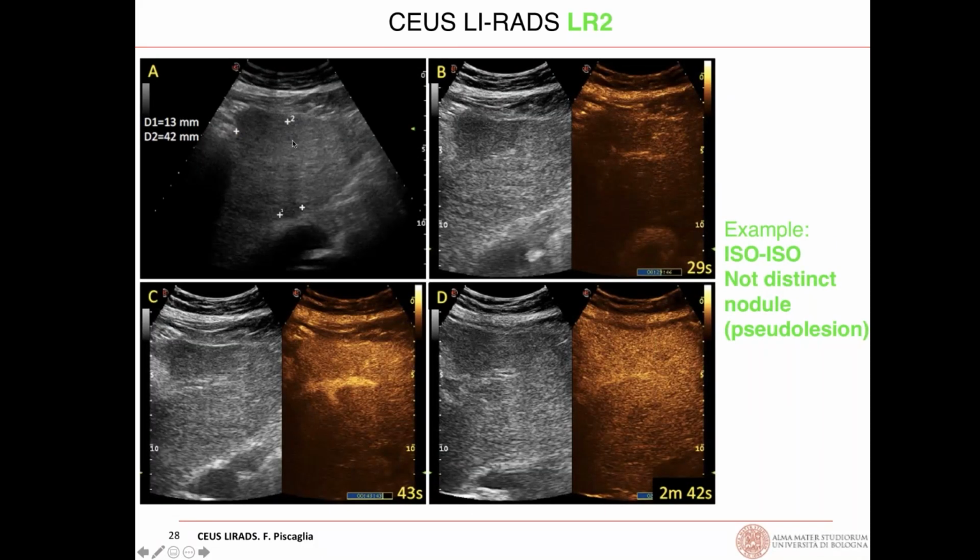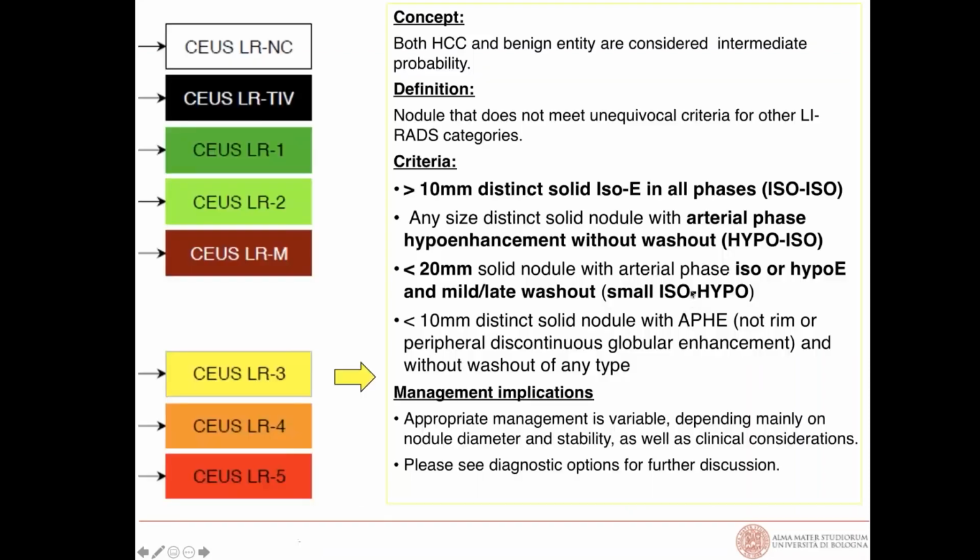This is probably a focal fatty sparing because it is not clearly a lesion, it is ill-defined, and we see this in patients who maybe change weight, who are cirrhotic, stop drinking, there is inhomogeneity in the amount of fat. So we go with CEUS, iso-enhancing in all phases, no pattern of focal liver lesion. So these areas can be assigned the class LR2.